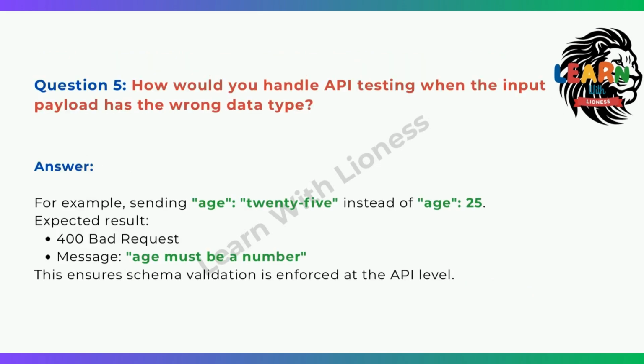Question 5. How would you handle API testing when the input payload has the wrong data type? Answer. For example, sending age as "25" instead of age 25. Expected result: 400 Bad Request. Message: age must be a number. This ensures schema validation is enforced at the API level.